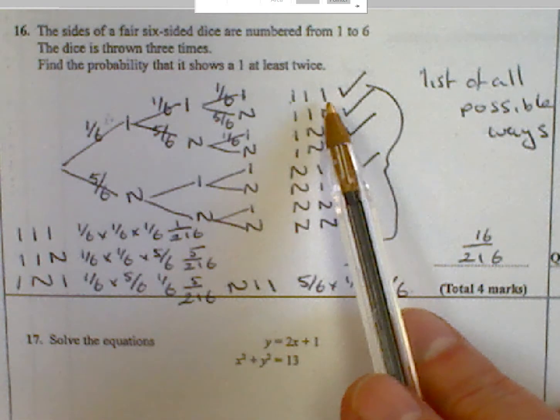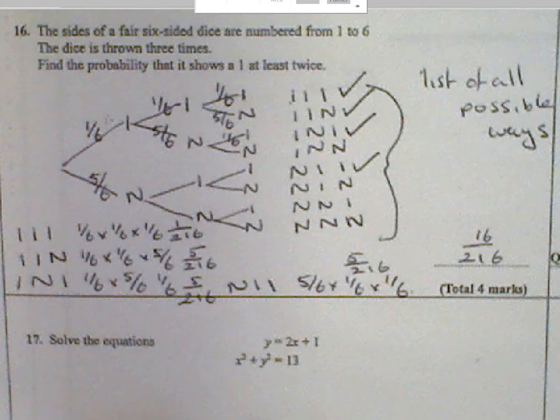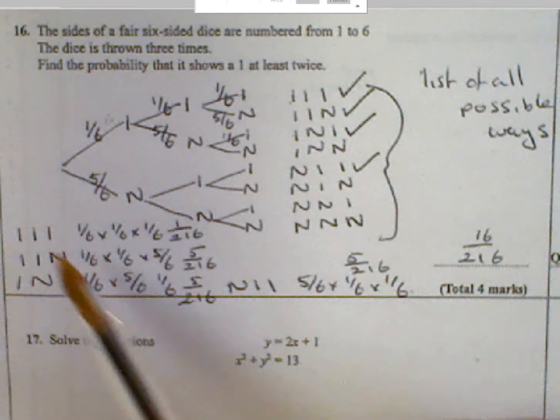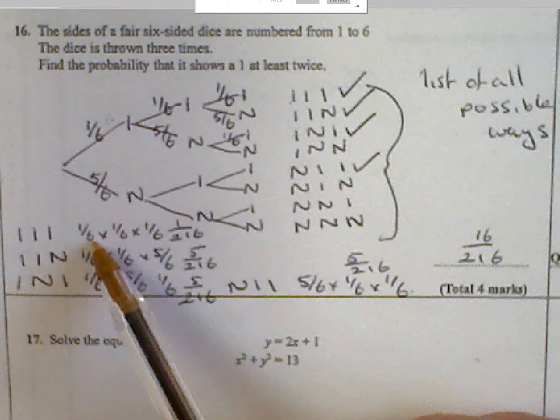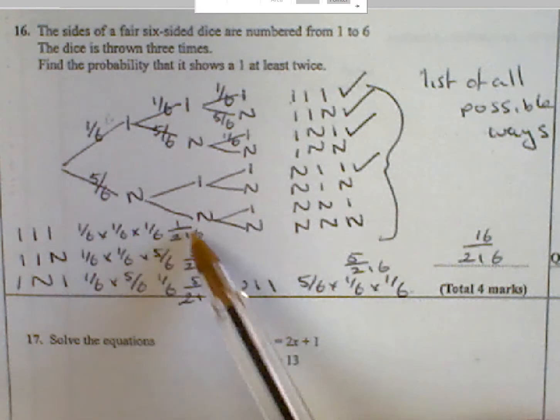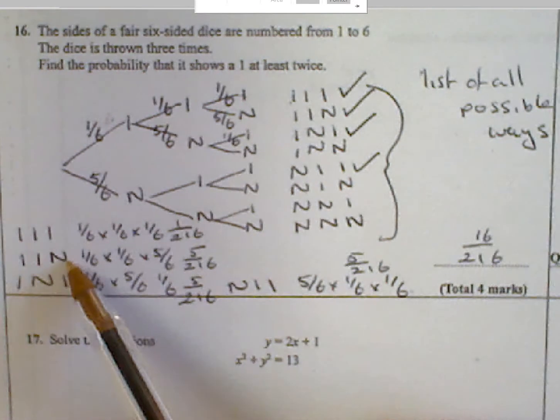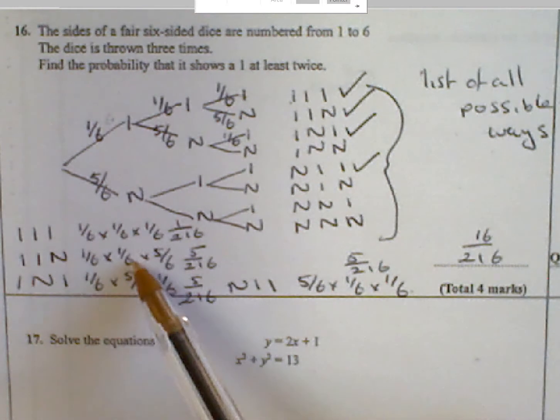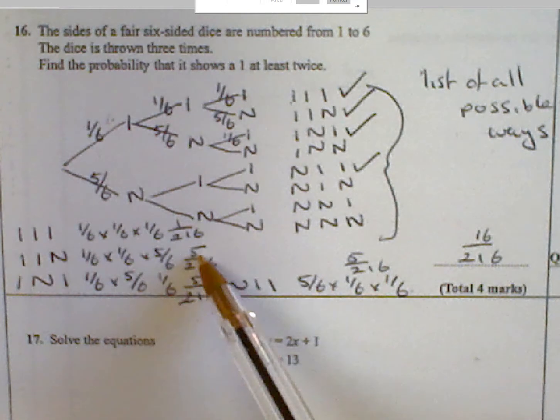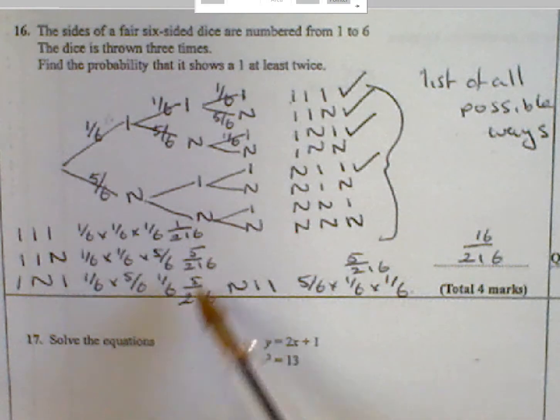Also for the sake of space, I've worked out the probabilities here. So to get a 1, a 1, and a 1, it gives a 6th times a 6th times a 6th, 1 over 216. And to get a 1 followed by 1 followed by not a 1 is a 6th times a 6th times 5 out of 6, which you just multiply the tops, multiply the bottoms.